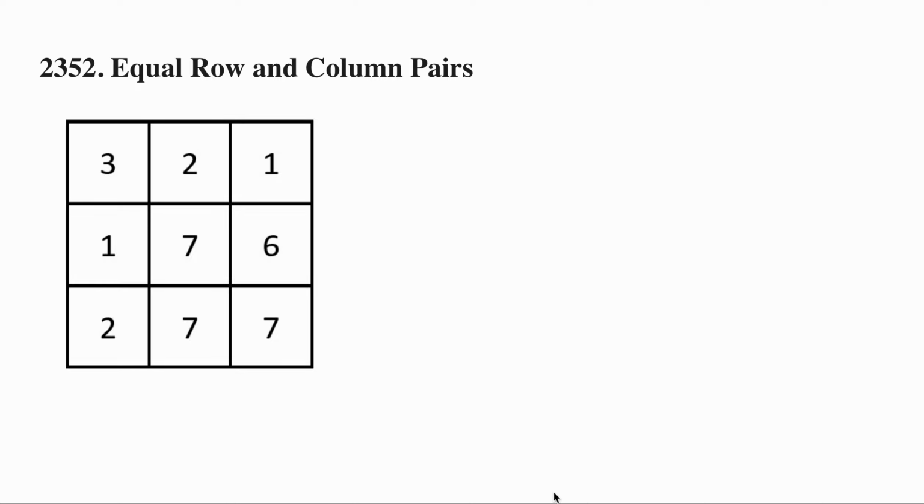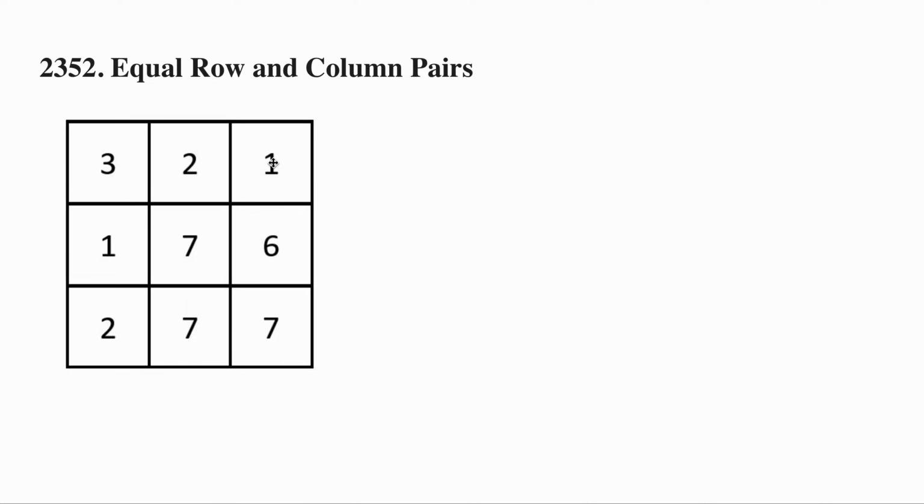Welcome to Code Sutra. In this video, we will be solving LeetCode problem number 2352, equal row and column pairs. In this problem, you are given an n cross n matrix and you have to find how many rows are equal to columns. For example, if we take 277, this column is equal to the third row, that is 277. So in this case, the answer will be 1.